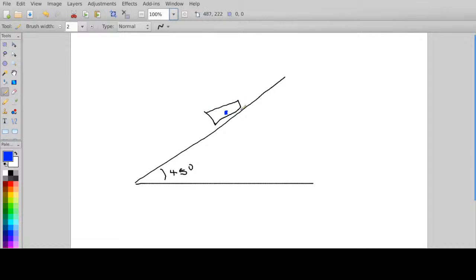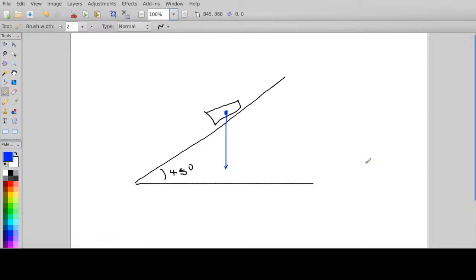Technically speaking, gravity acts everywhere on that box. It doesn't just act at the center. But for these problems, it's sufficient to think about all the forces acting at the middle. Now, gravity technically acts straight down like that, but I wouldn't draw it like that to start with.